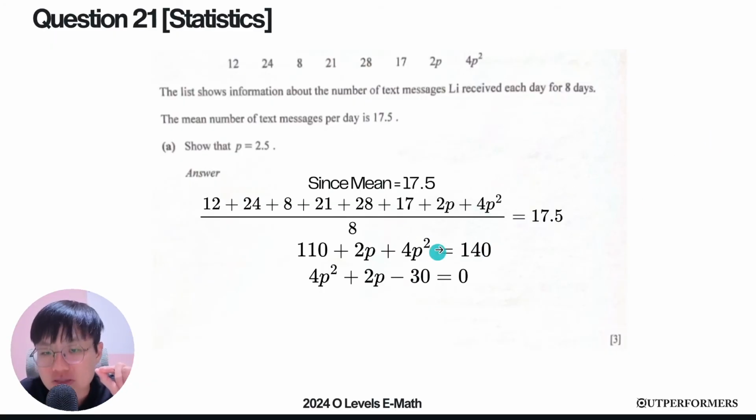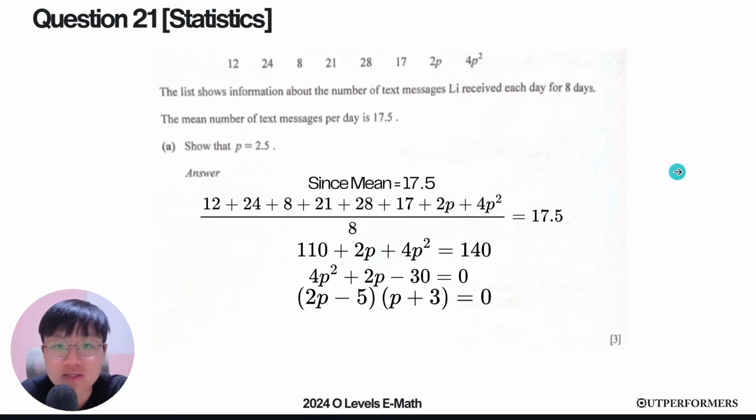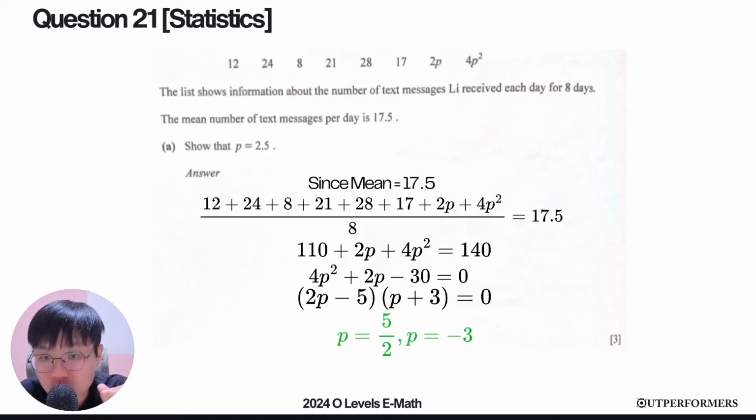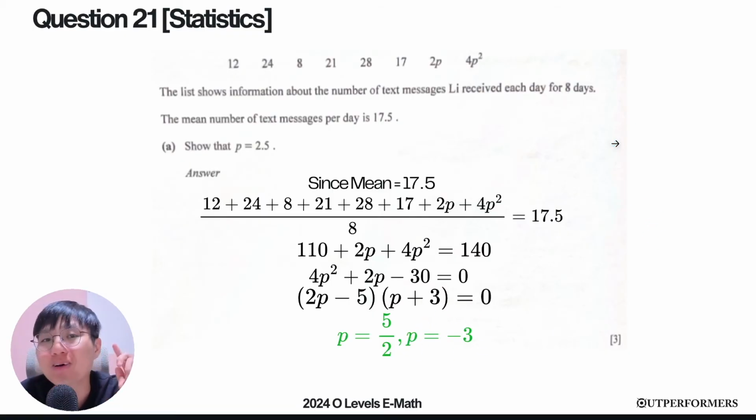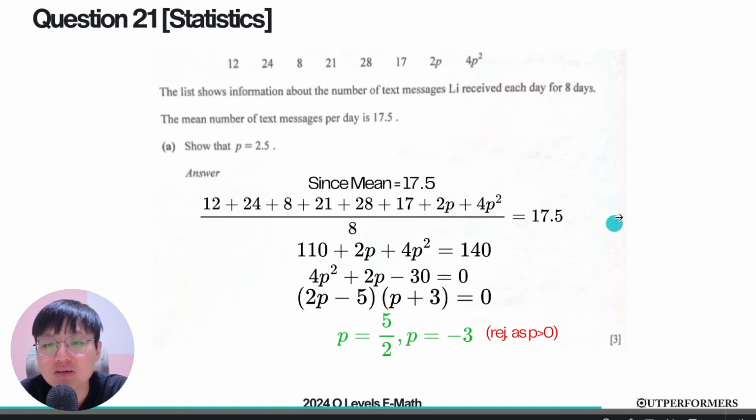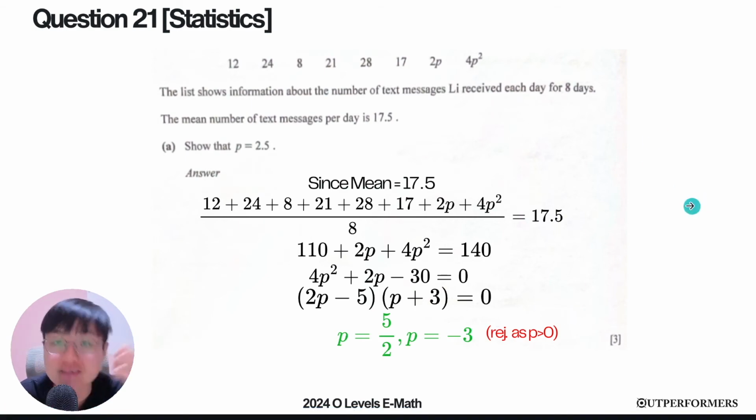And because as you can see, we have a p squared over here, that means we have a quadratic equation. So when it comes to a quadratic equation, we shift every term to one side so that we can solve for p right here. So I have p equal to 5 over 2 or negative 3. But here's the thing, the question only says p is equal to 2.5, so we must find a good reason why we have to reject p equals negative 3. So in the context of this question, we are talking about text messages, right? So there's no way for text messages to be negative 6, if I take 2 times negative 3. So just write down there, rejected as p is more than 0.